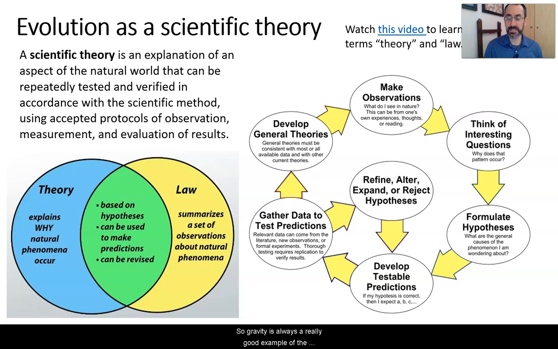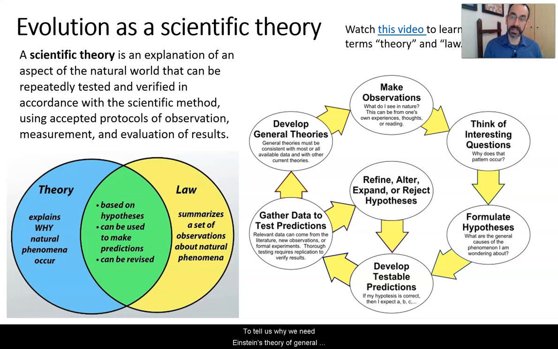So gravity is always a really good example of the differences between this. Gravity, the law of gravity, is basically if I drop something, it will go down towards the earth. In other words, things with mass pull on each other directly proportionate to their mass. So the bigger it is, the greater the strength of the force of gravity. And that it is inverse to the distance between those two masses. So the farther they are apart, the less force of gravity that they exert on each other. I can give you the equation for this too. This is a law. This is what is going to happen, but it does not tell us why.